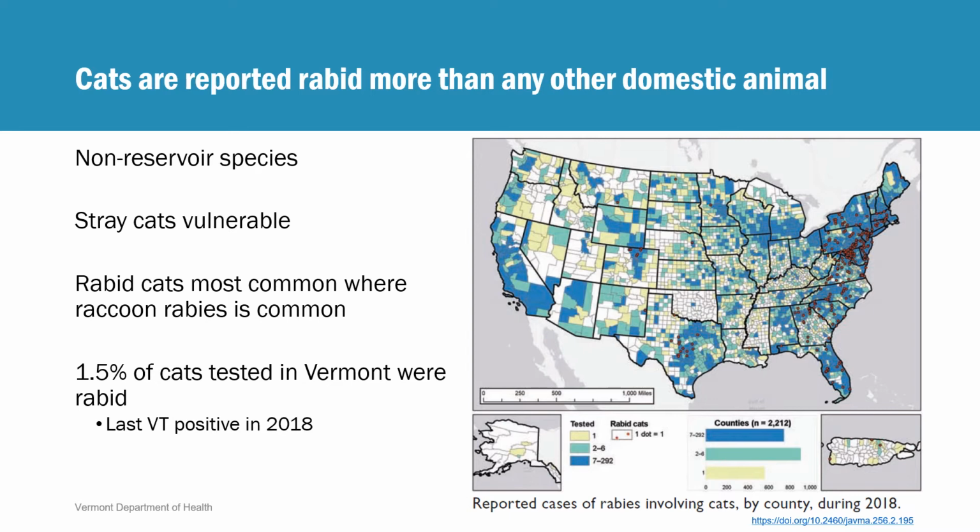And in Vermont, during 2005 through 2019, 1.4% of cats submitted for testing at the Vermont Department of Health lab were rabid, and that's 11 cats total. And the most recent was in 2018 in the town of Charlotte.